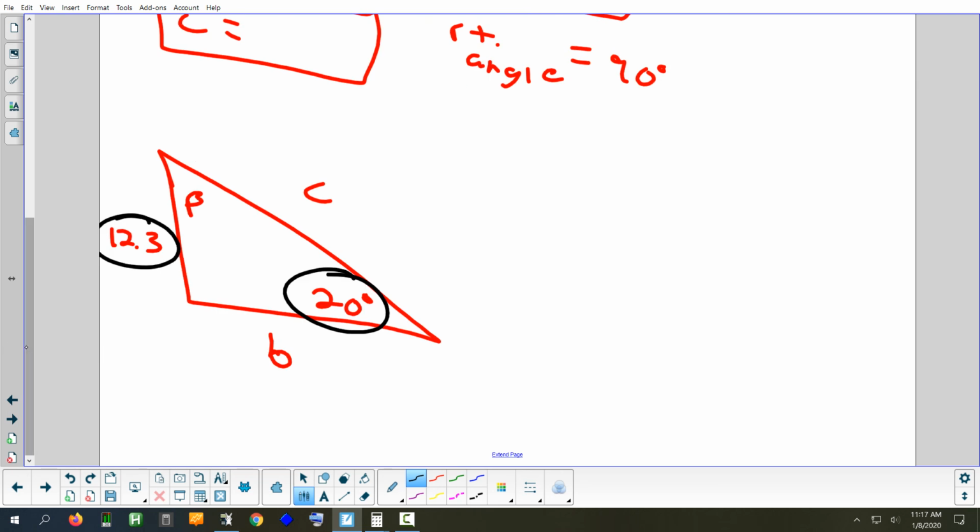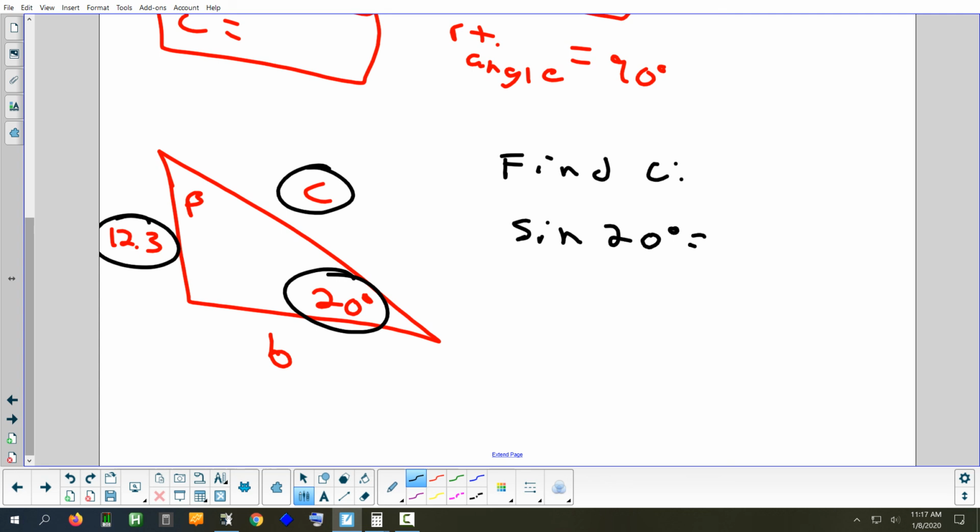Let's do C first. Now we want to find C. Without me leading you through it, anyone think they can tell me which trig function we need to use? Find C. Yep. Opposite and hypotenuse.